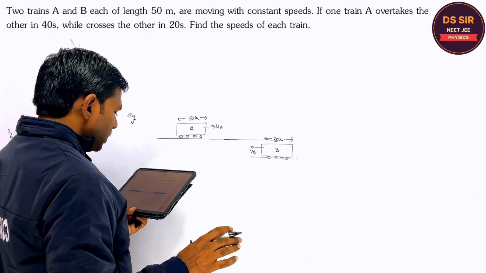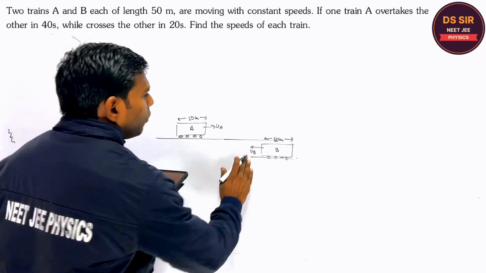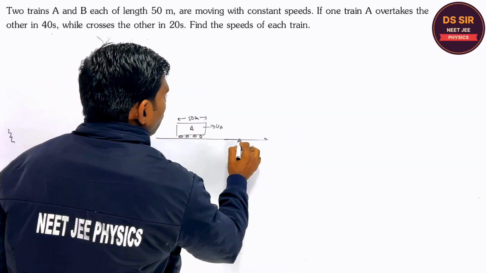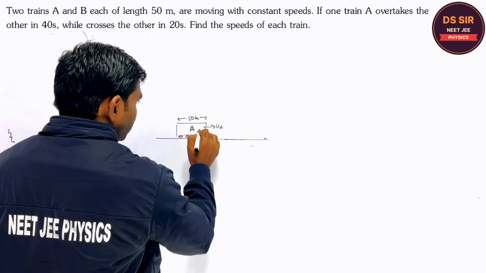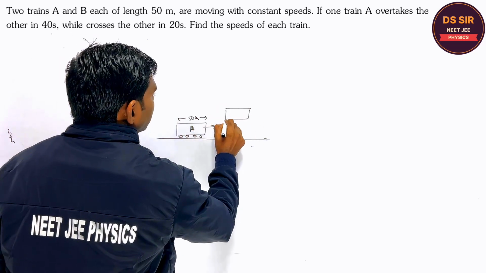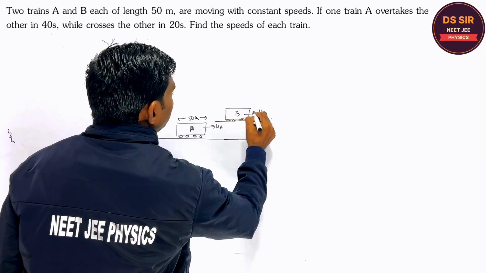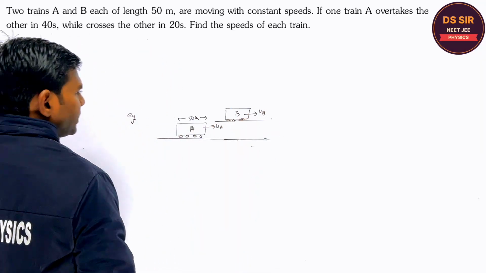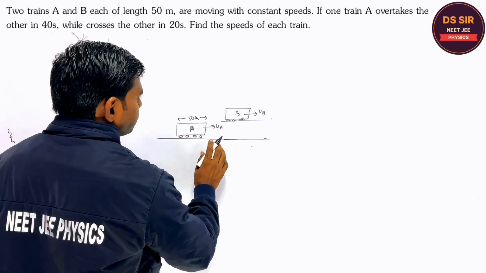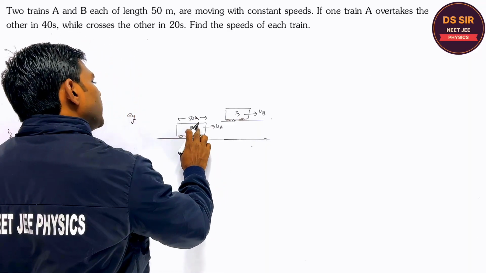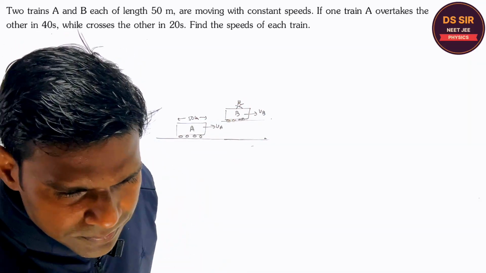So the one overtakes the other in 40 seconds. Overtake means, listen to one thing: this is A, this is B, and B is moving in the same direction with the speed VB. And therefore they overtake. Overtake means you can sit on B. You can sit on B.